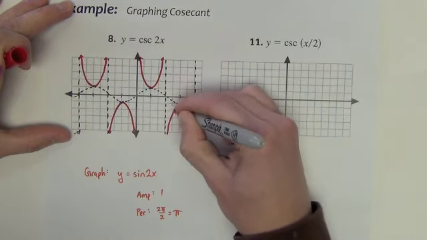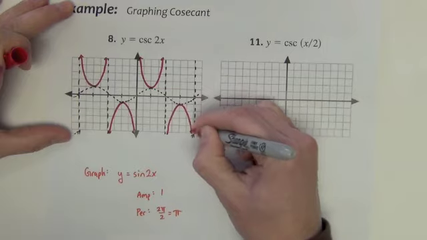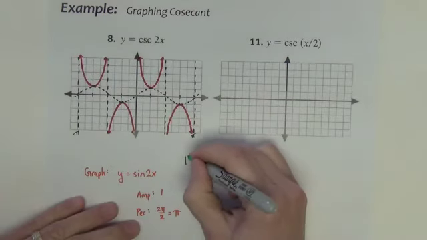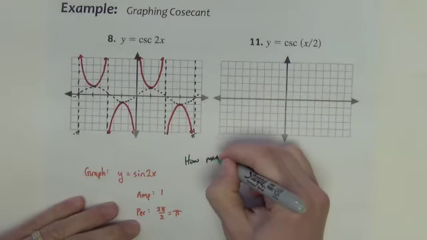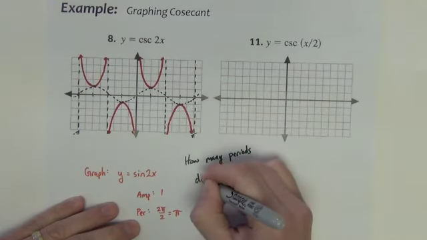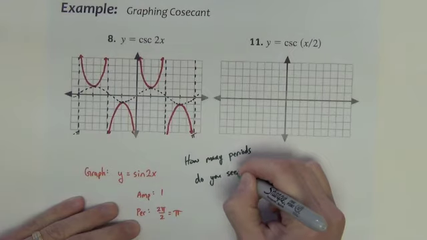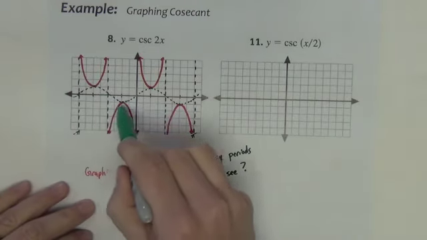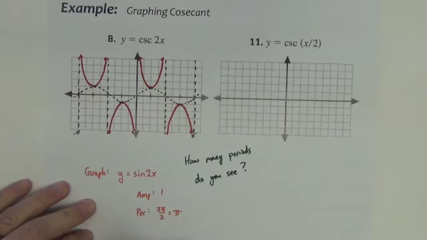Okay, how about a question I haven't asked yet for the secant and the cosecant, just to wrap up. For this graph here, how many periods do you see? The incorrect answer, what I would hear some students say, is that there are 4 periods.